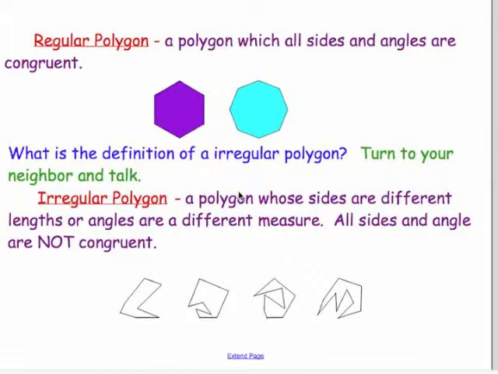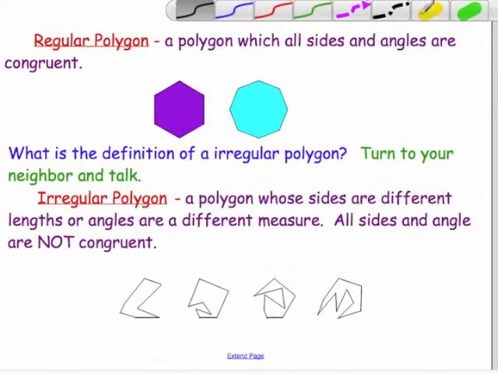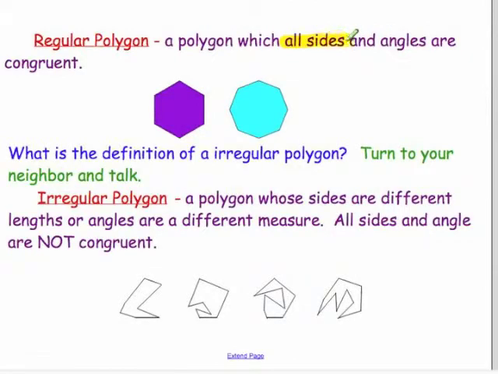So like a square is a regular polygon because all 4 sides and all 4 angles are the same length and size. But a rectangle, however, is not a regular polygon because it does not have all equal sides. So to be a regular polygon, all sides and angles have to be equal. Okay? Irregular polygons are those polygons that are super weird that you don't see very often. An irregular polygon is one whose sides are different lengths and different measures.